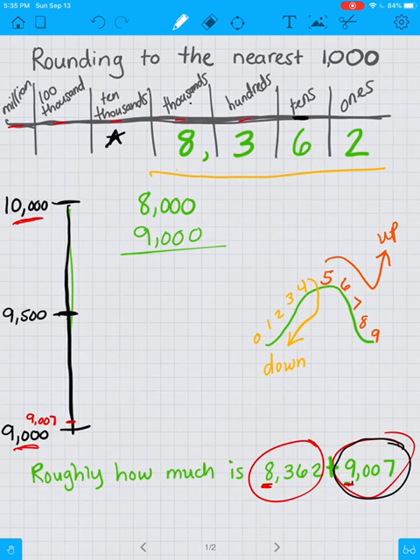So now if you just do some quick math, we know 9 plus 9 is 18. We take 1 less since we're only doing 9 plus 8. So we've got 17,000. So that's roughly how much those two numbers added up would be.